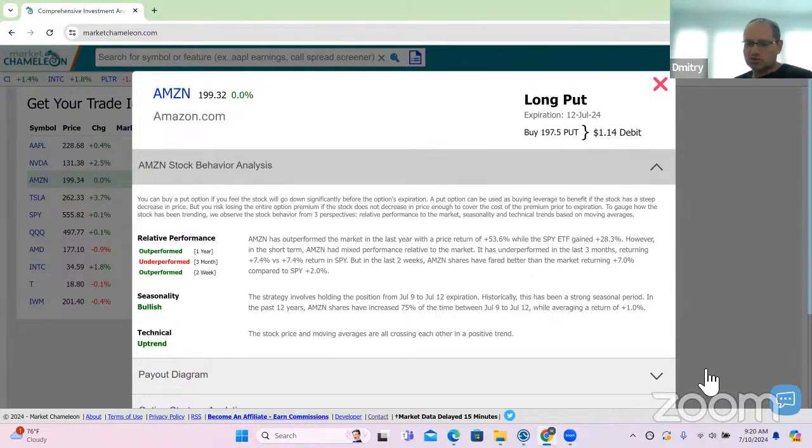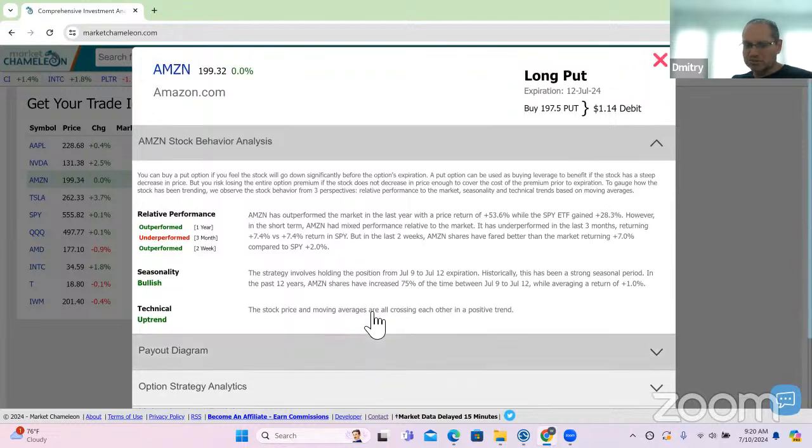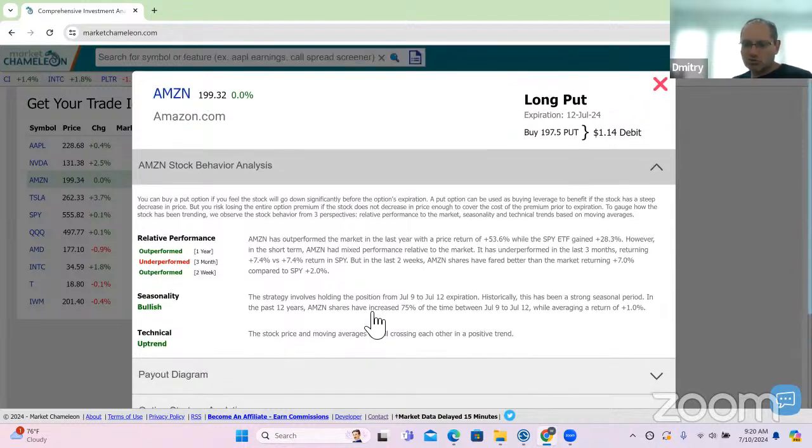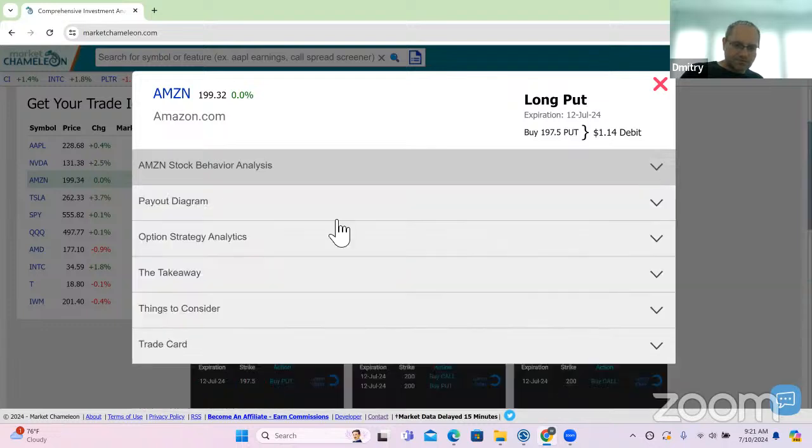Look at the trend. So right now, we tagged it as Amazon is on an uptrend. We could go look at the chart, but basically it's saying that all the moving averages and the stock are crossing in a bullish way. Okay, so that's the stock really quickly. And we could close that out.